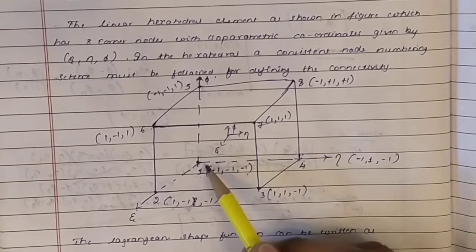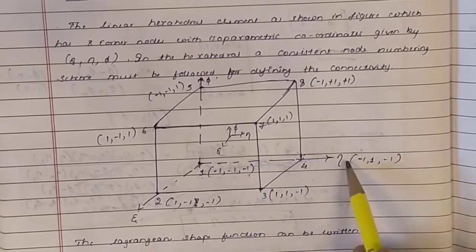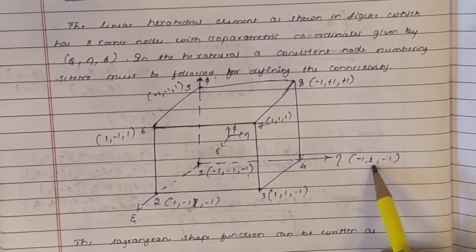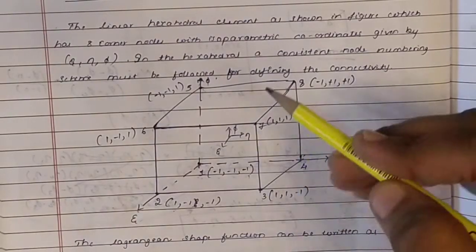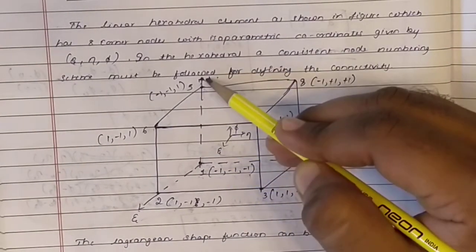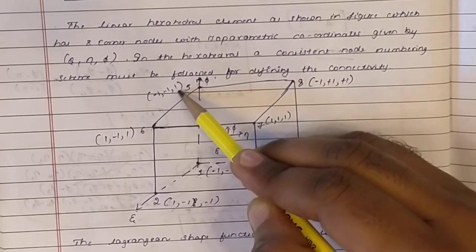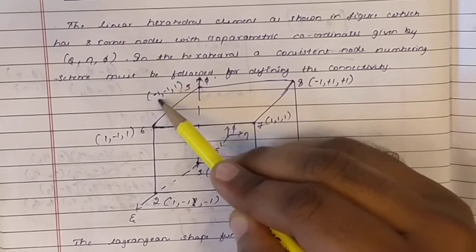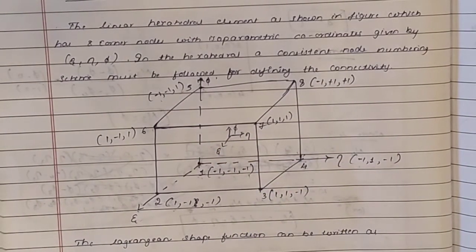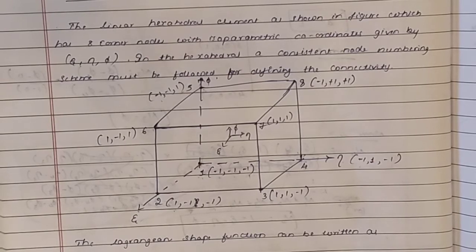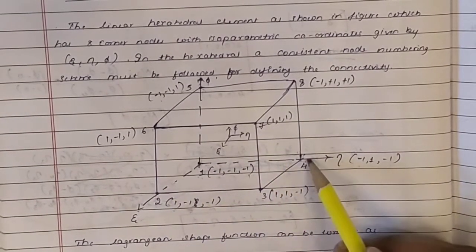Is this clear? Next, for node 4, when you are moving along the neta axis, keep neta positive and write the other 2 as negative. Similarly, when you move along the phi axis, keep phi positive and the other 2 negative. This is the last one. Here all the 3 will be negative. Is this clear?